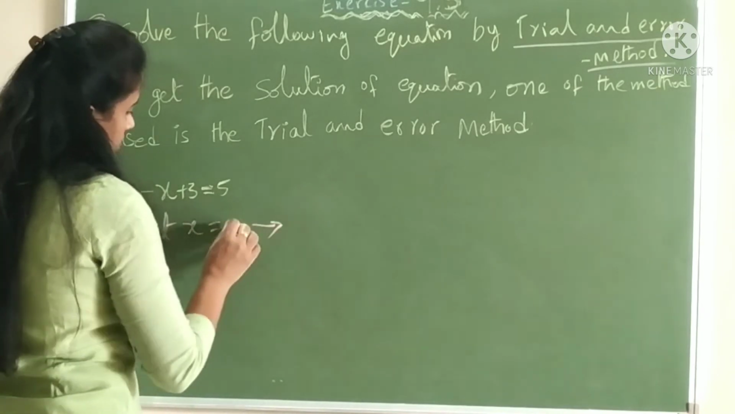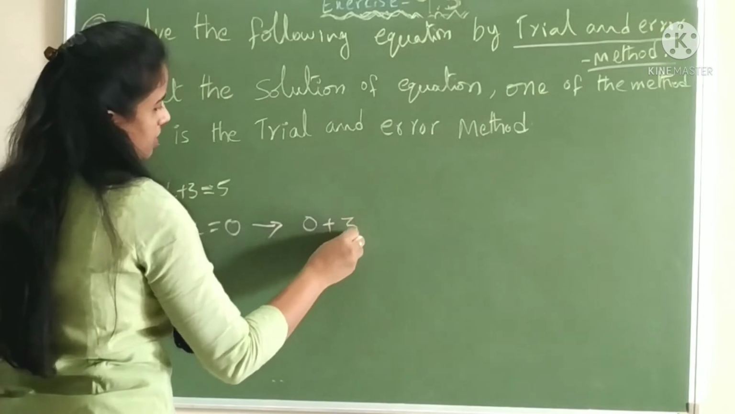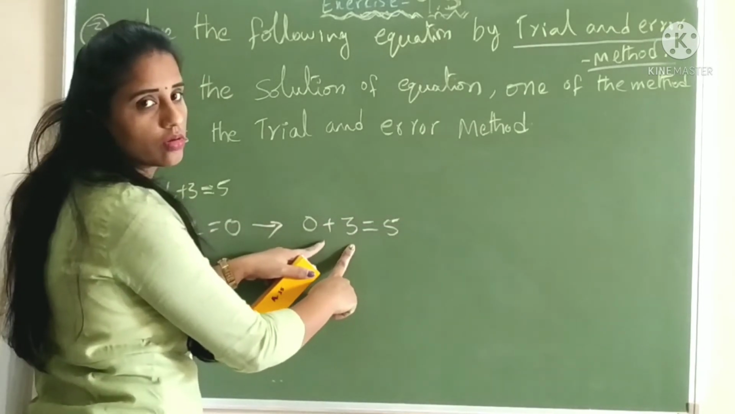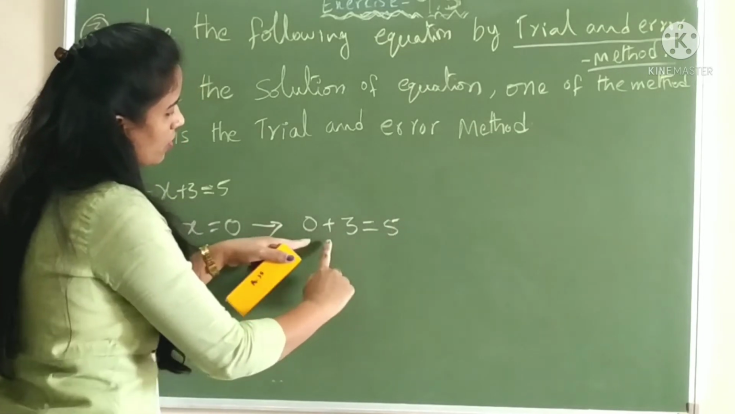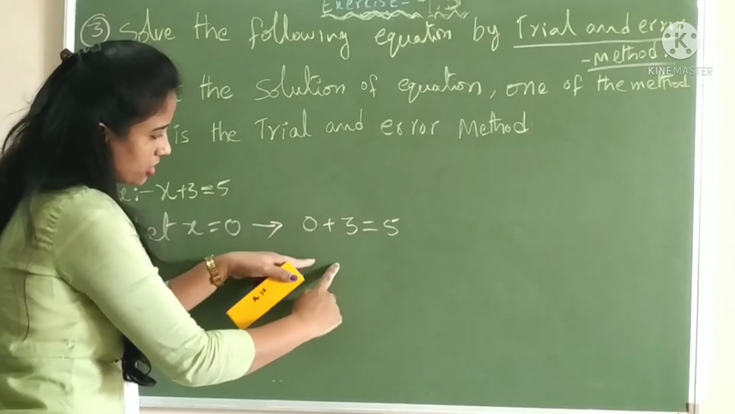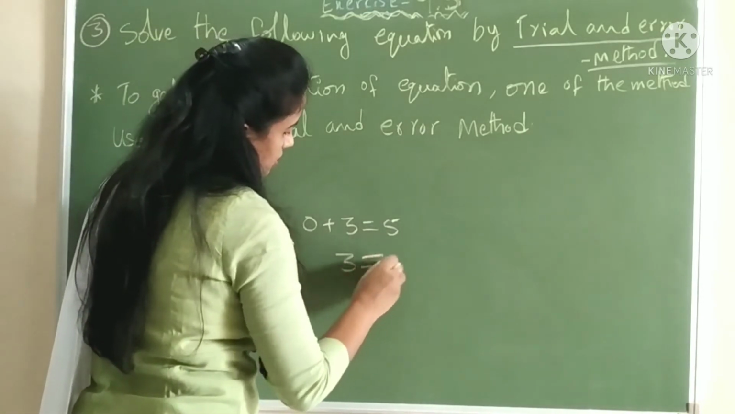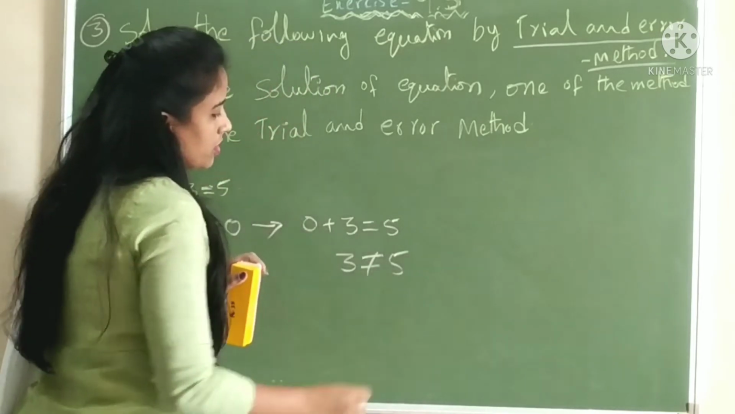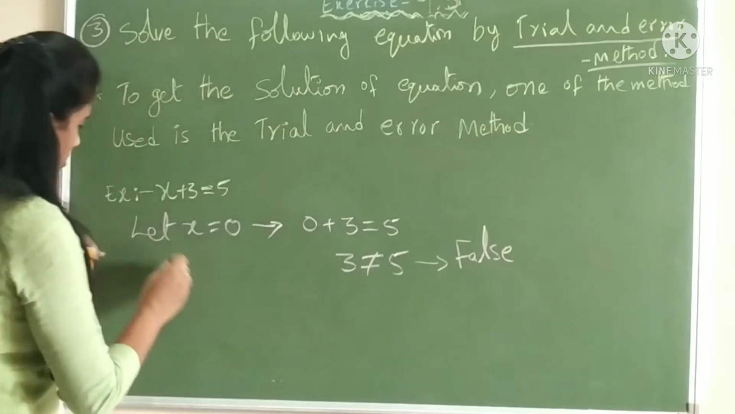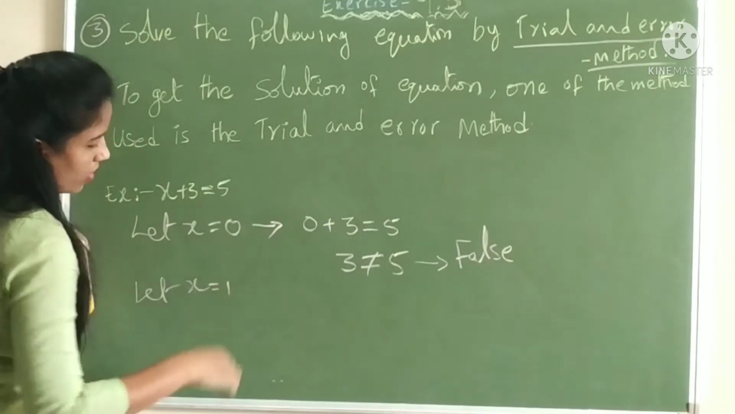x is equal to 0 here. So 0 plus 3 is equal to 5. Is it correct? No, 0 plus 3 means 3. Is 3 equal to 5? No, 3 is not equal to 5. This is false.